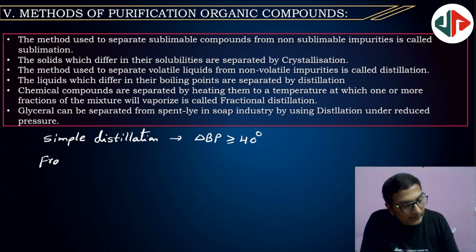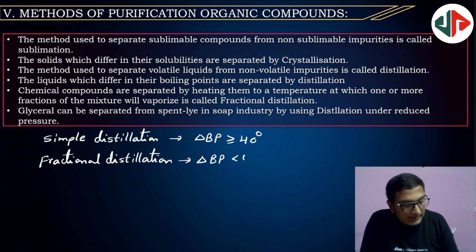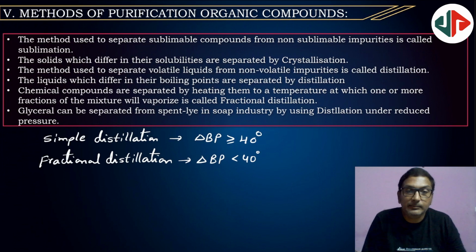Fractional distillation is used when the difference of boiling points is less than 40 degrees, or for nearly the same boiling points. The chemical compounds are separated by heating them to a temperature at which one or more fractions of the mixture will vaporize. This is known as fractional distillation. So it can be used when the boiling point difference is very small.